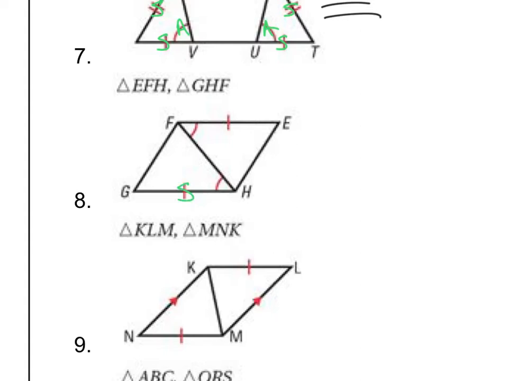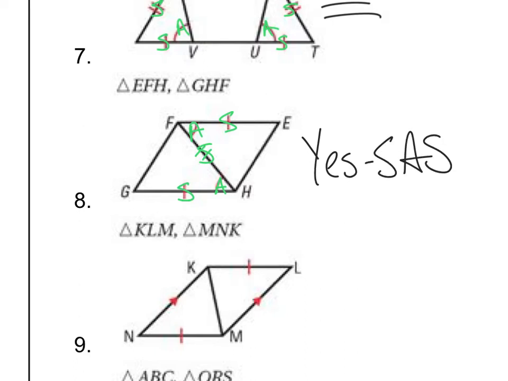So like for number 7, we have a side, we have a side, an angle, and an angle. And remember that this is congruent, so we have another side. So as I work my way around this triangle, I have a side, and an angle included, a side, and an angle included. So the answer to this is yes, by side, angle, side.